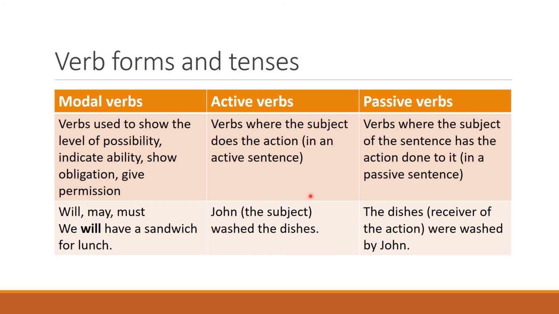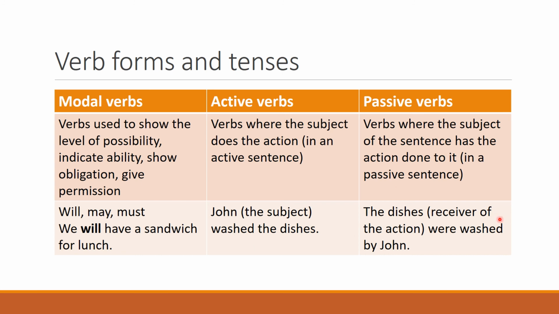Then we have active verbs. So active verbs are verbs where the subject in the sentence does the action, which means that it will be an active sentence. So here's an example. In John washed the dishes, John is the subject. He's the person doing the action, doing the verb. So washed is an active verb in this case.